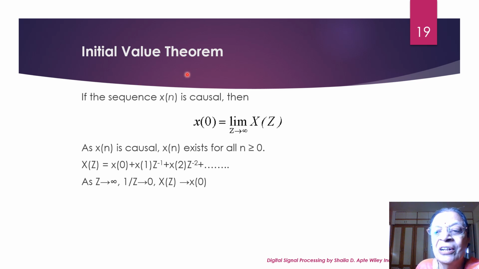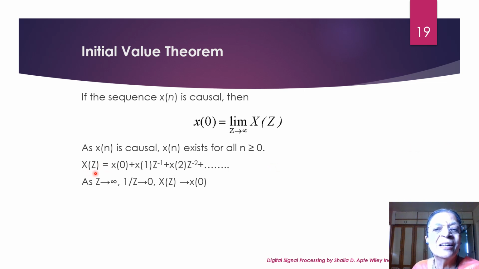Lastly, we will have the initial value theorem. If the sequence xn is causal, causal means it is a right-handed sequence, then x of 0 is the limit as z tends to infinity of Xz. So, if xn is causal, we know that xn exists for all n greater than or equal to 0. So, there will be a term at n equal to 0, then n equal to 1, 2, 3, etc. up to infinity. That is the meaning of a right-handed sequence.